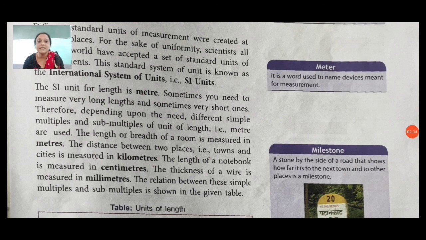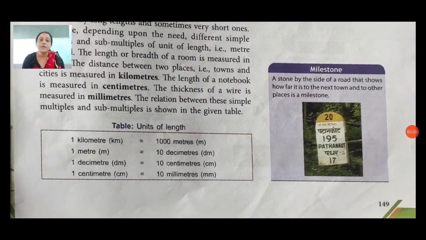The relation between these multiples and sub-multiples is shown in the given table. In our textbooks, they have given us tables of units, showing which units we use in different places. When we want to measure something, we use different types of measurements, for example meters, kilometers, centimeters and millimeters. We have also here the table of units of length. 1 kilometer, km, is equal to 1000 meters. Meter is also called m. 1 meter is equal to 10 decimeters.